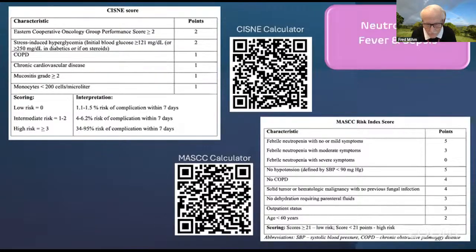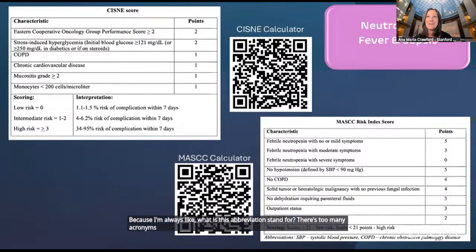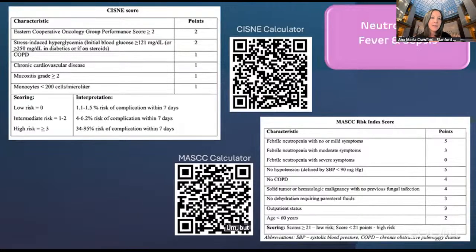And I think most of the things listed here are pretty straightforward. Thank you, Fred. I love your points about abbreviations in medicine, because I'm always like, what does this abbreviation stand for? There's too many acronyms in our language. But I think these scoring systems, I also love your point about if the patient is otherwise stable, to really keep them out of the hospital might be the better thing.